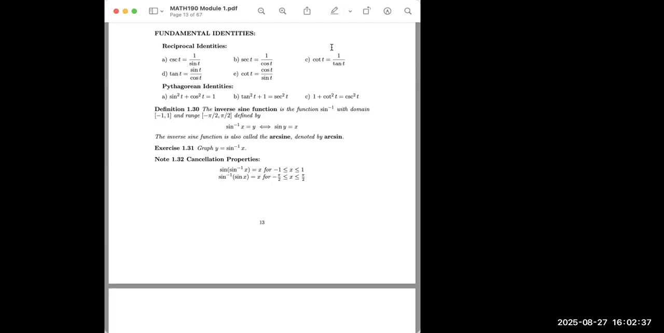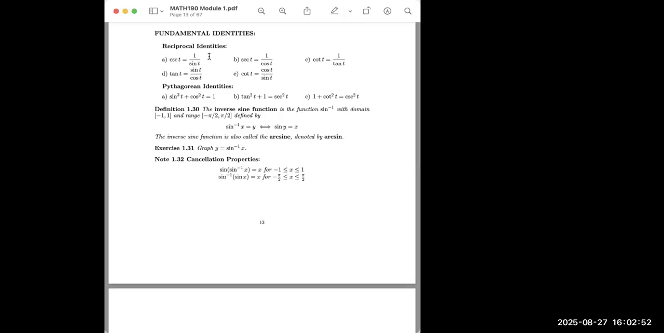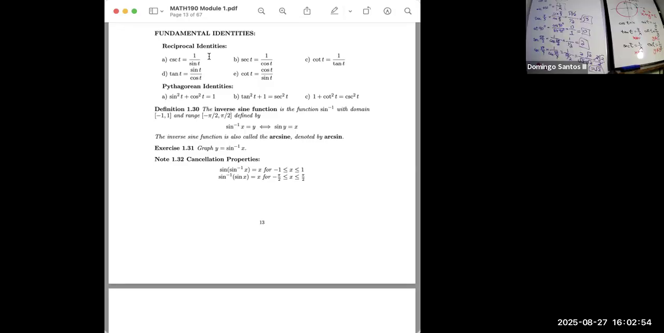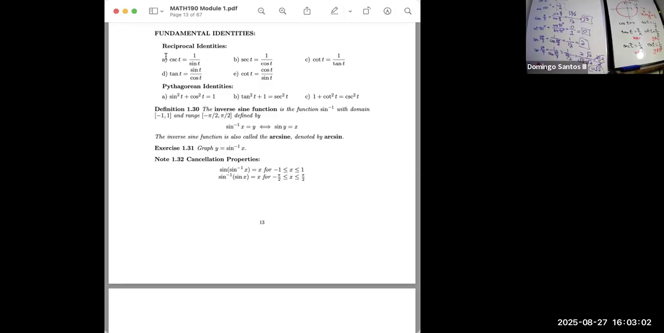All right, got you. Let me just go down there right quick. So we have cosecant t equals 1 over sine t. Okay, let's just try to read it that way so it's less confusing, right? That means, okay, class, that the cosecant and sine are reciprocals of each other. That's why we call these reciprocal identities, okay? That means that cosecant times sine is nothing but 1, right?